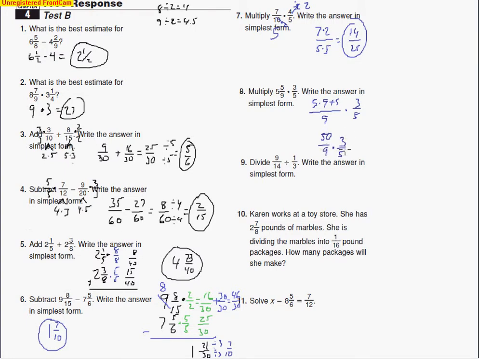When I do that, I see some canceling I could do. So 5 goes into 50 10 times, 3 goes into 9 3 times. So I'm left with 10 thirds. And I just go ahead and do the division. 3 into 10 goes in there 3 times with 1 left over. And so 3 1/3 is the answer.